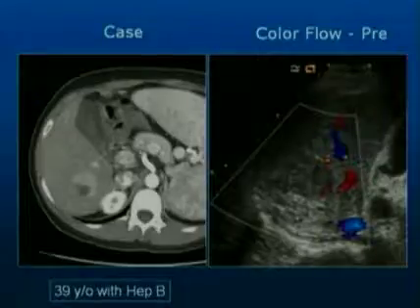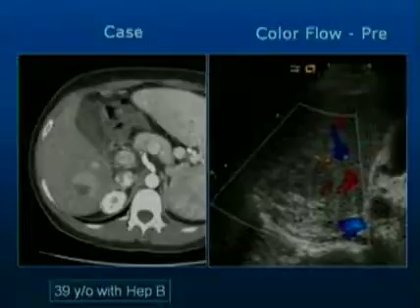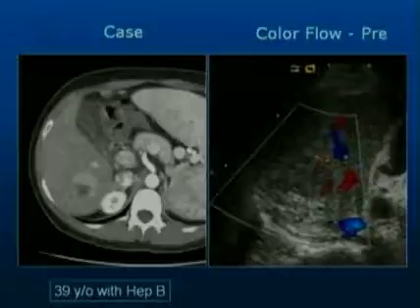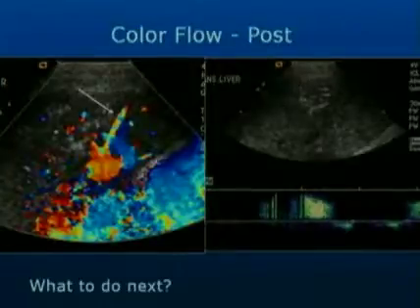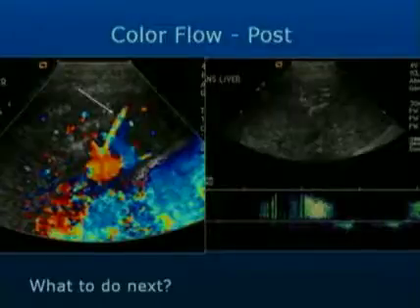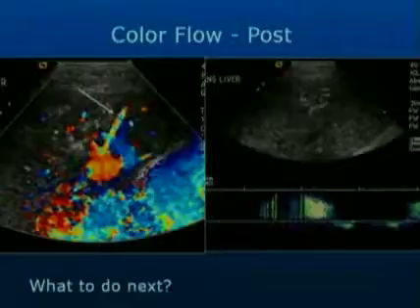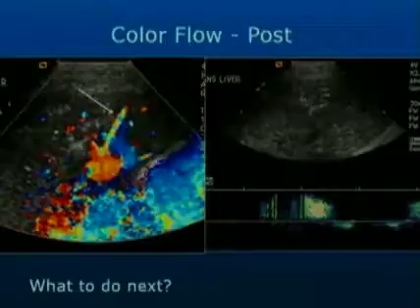In this example of a 39-year-old with hepatitis B, there was a liver lesion we suspected to be hepatocellular carcinoma. We were asked to do a biopsy. We were asked to do a core. You can see the color flow pre, and then color flow post. And I saw this interesting tract that came out to the liver surface. I went ahead and placed Doppler onto that tract, and it looked like it may be arterial or some type of venous flow. I compressed for 5 minutes, and eventually that stopped.